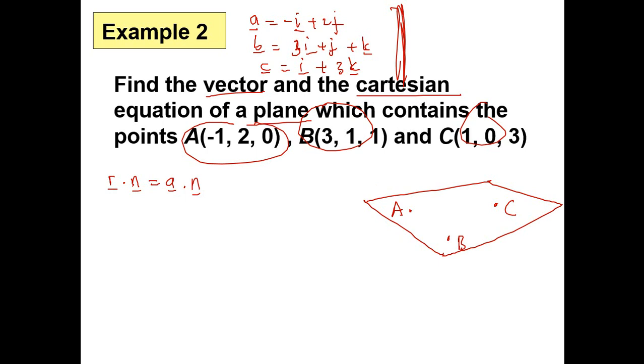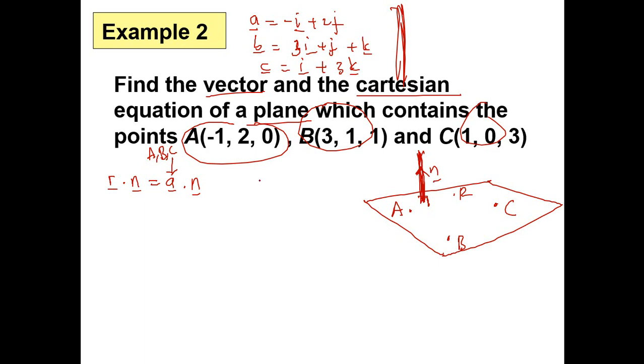From this formula, you don't need to find r, because r is any point which lies on the plane. We don't have to find r. Vector n is a vector which is perpendicular to the plane. This is n. We need to find vector n. And this a is a fixed point. You can take coordinate A or B or C, any point which lies on the plane. So our problem is to find n.